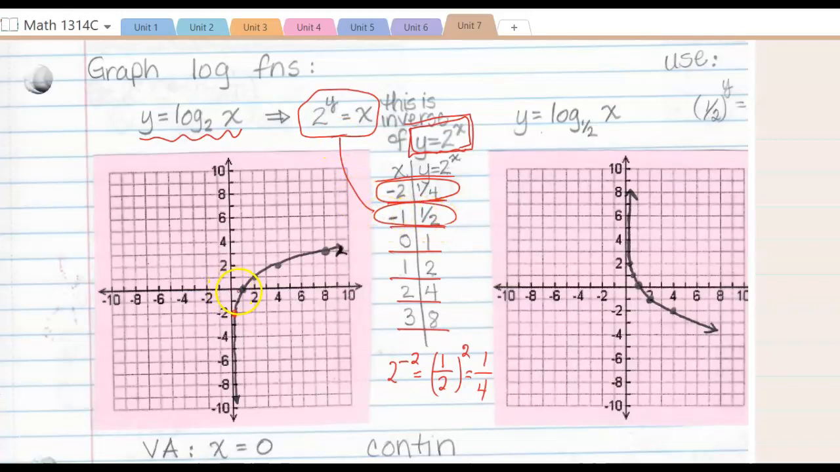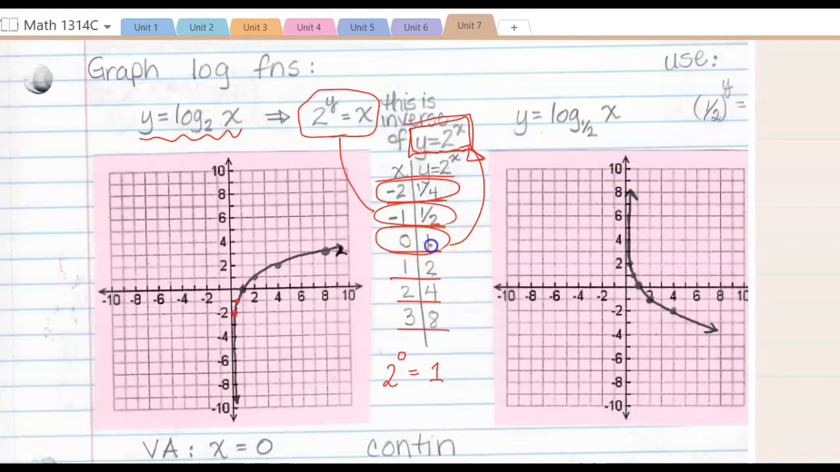So I go to 1/2 and -1. That's this point here. We do the same thing for 0 and 1. So just to remind you, what we're doing is we're getting our 2 and we're putting it to the 0 power, and that's equal to 1. That's this point, but remember that is the graph that belongs to our exponential function.